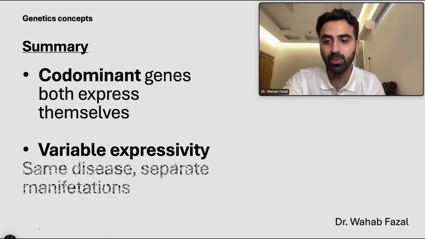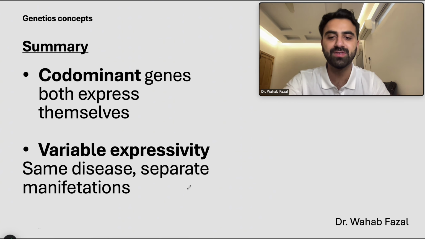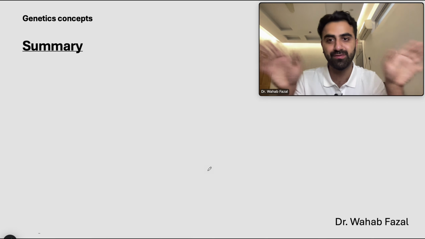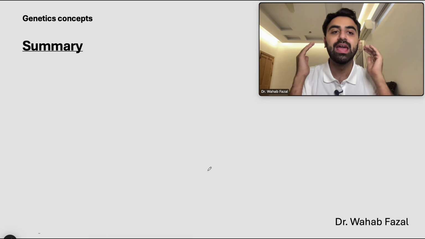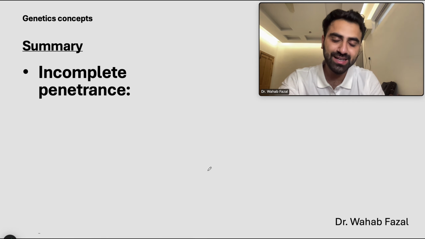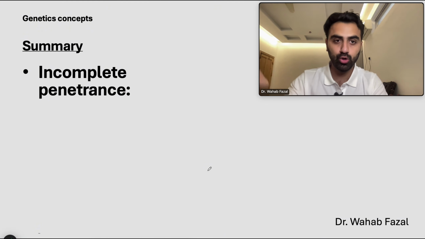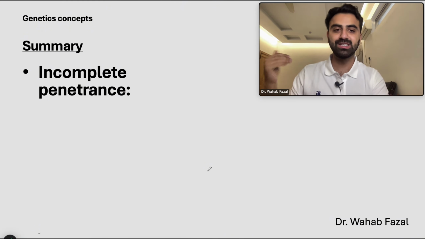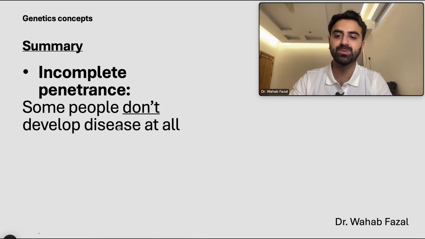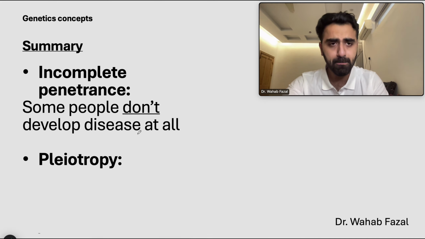Variable expressivity, what does variable expressivity mean? You have the same disease, separate manifestations, and we talked about the example of NF, or neurofibromatosis, in which different people can have different manifestations even though they have the same genetic makeup, right? Incomplete penetrance: penetrance means passing through something. Even though you have the genetic makeup for the disease, you don't express the disease. That is incomplete penetrance, which is that some people don't develop the disease at all. Then pleiotropy.